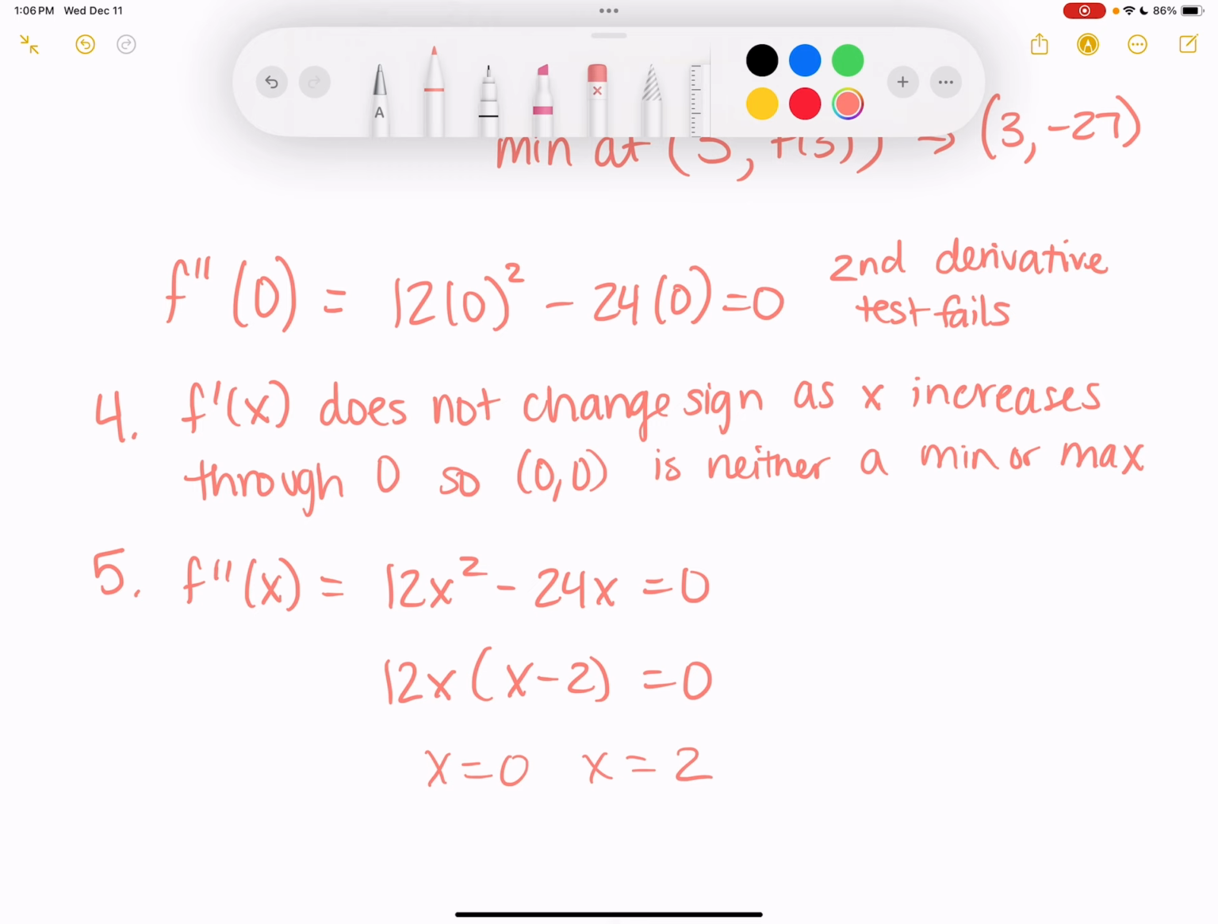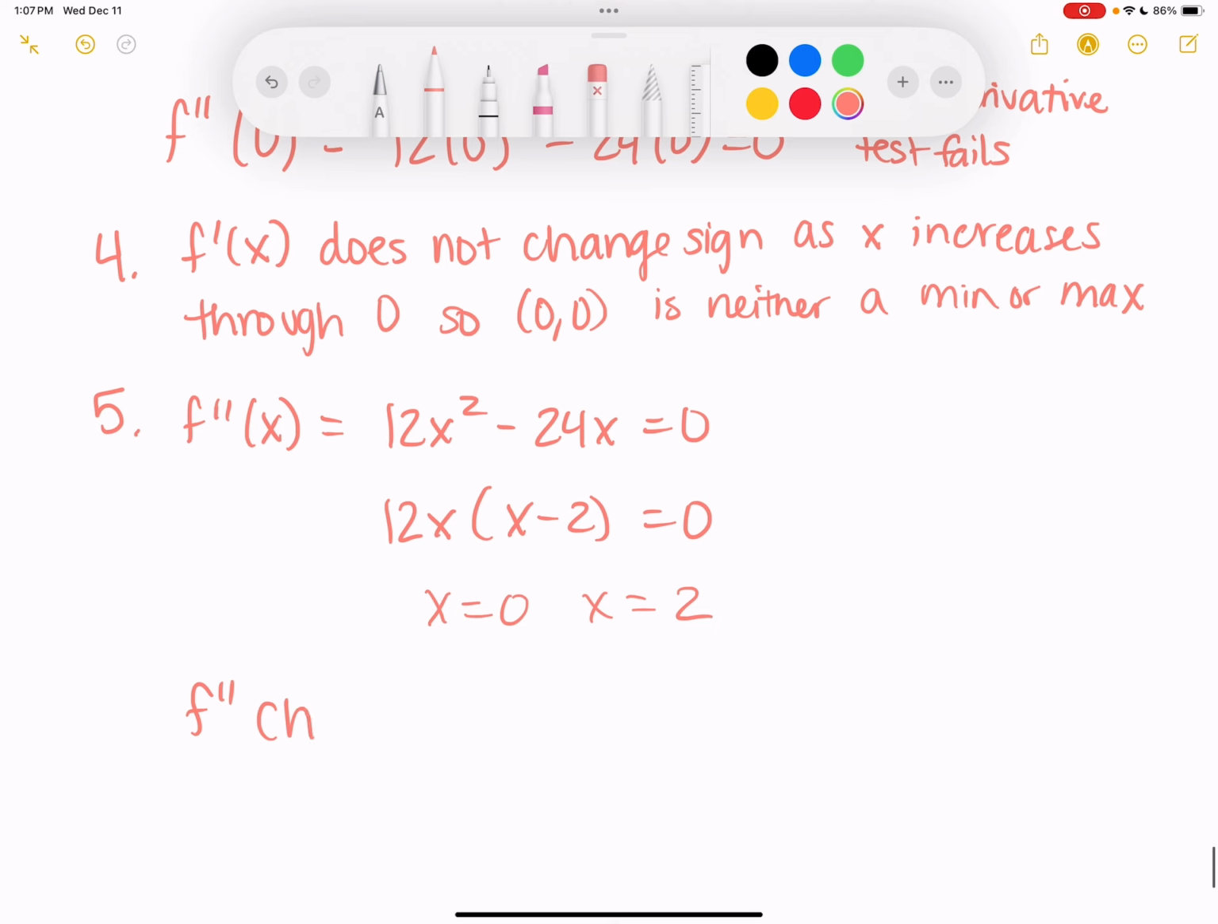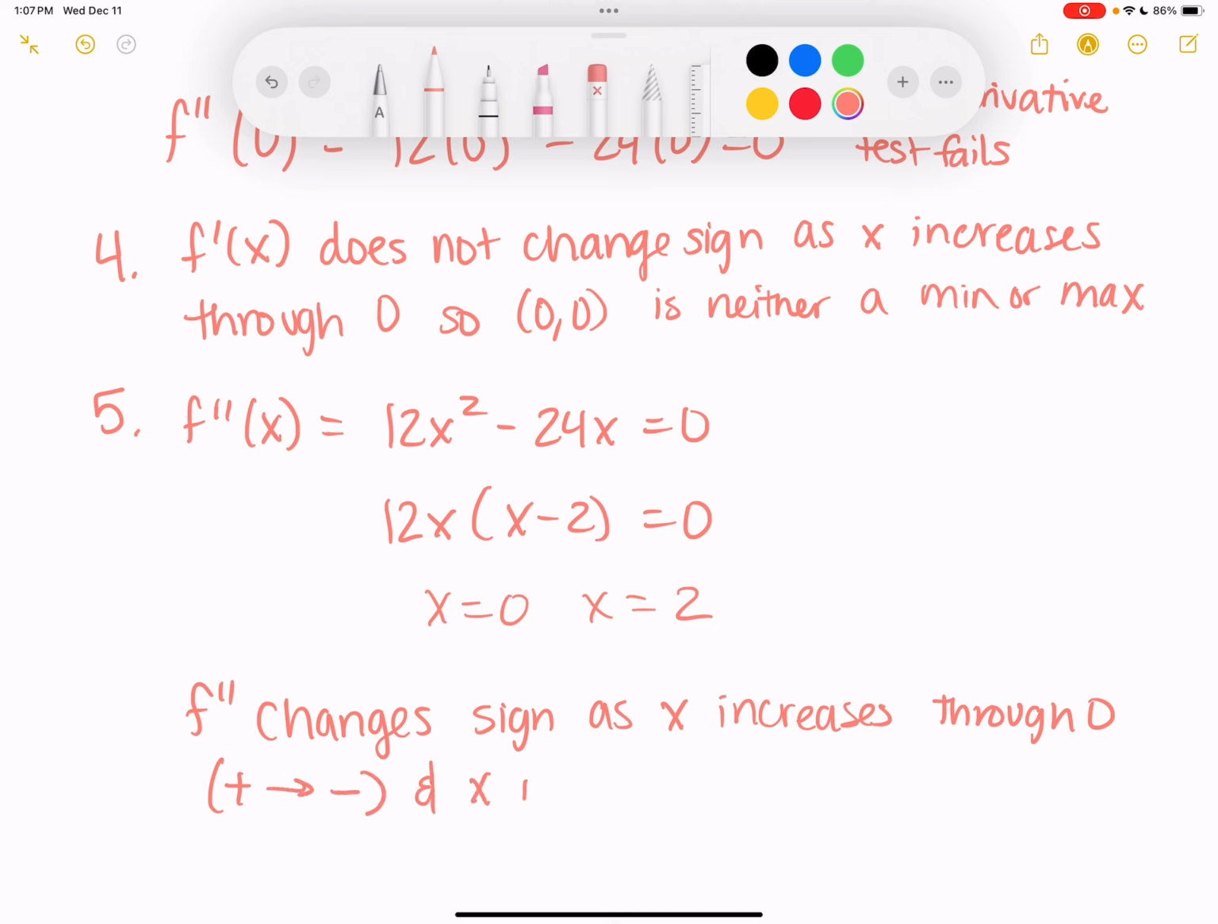And through 2, we want to do the same thing. So 1, we already said was negative. If I plug in 3, positive. So that one changes from negative to positive. So both are going to be points of inflection. So f double prime changes sign as x increases through 0, going from positive to negative, and as x increases through 2, it goes from negative to positive.